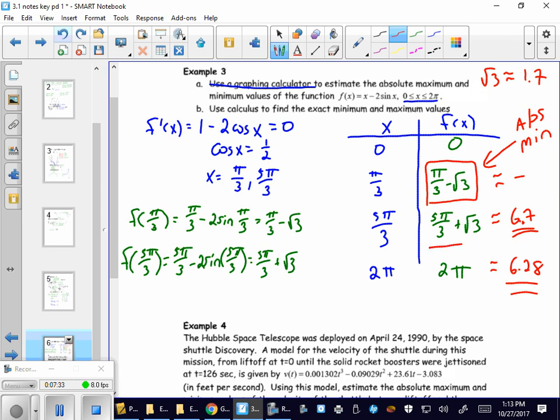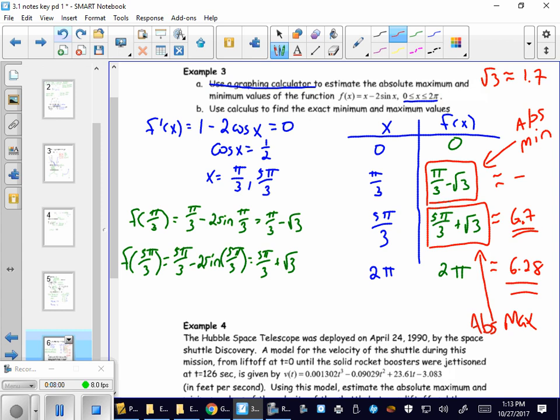So this one is our absolute maximum. And the only reason I'm not writing this out again is because I'm kind of running out of room. Otherwise, you really don't want to do what I just did and box the answers and put arrows and stuff. They don't like that. So don't do that for real. But your absolute minimum would be pi thirds minus square root of 3. Absolute max, 5 pi thirds plus square root of 3. And that's using good estimation techniques.